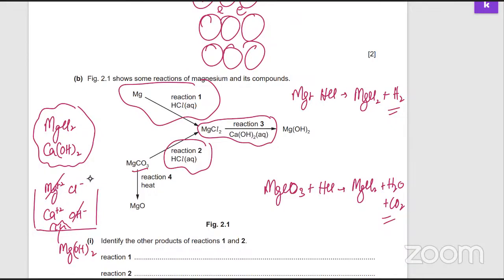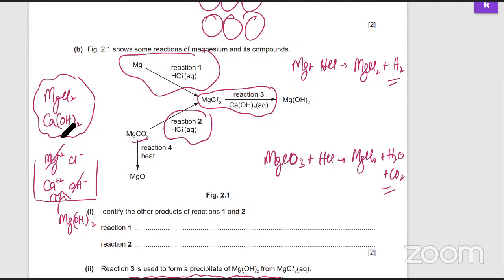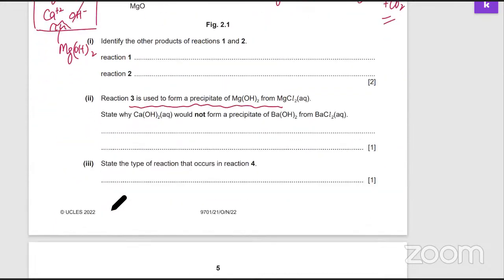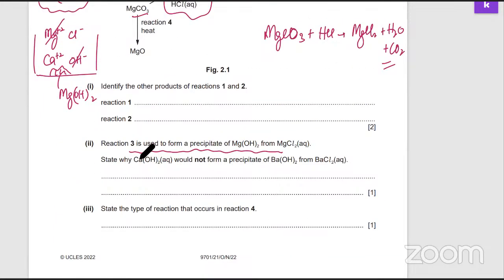Calcium chloride will not form a precipitate because it's very soluble. Calcium chloride is very soluble. Chloride सारे soluble होते हैं. अच्छा, तो वो कह रहे कि why would calcium hydroxide not form a precipitate of barium hydroxide from BaCl2? तो बताओ कि if you mix calcium hydroxide with BaCl2, why do you not get a precipitate of barium hydroxide?